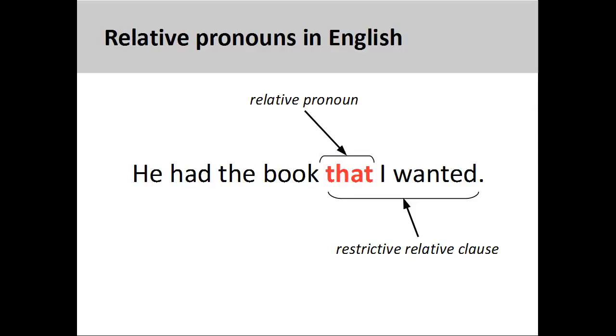As you see on the screen, the relative pronoun that introduces the relative clause. Other relative pronouns in English include who, whom, whose, and which. In English, a restrictive relative clause gives us essential information about the noun it modifies and is not set off by a comma.